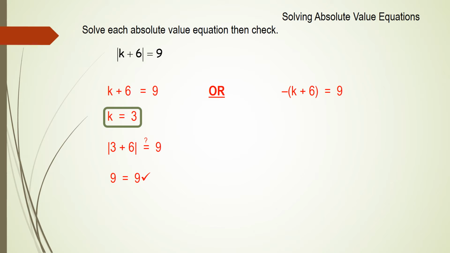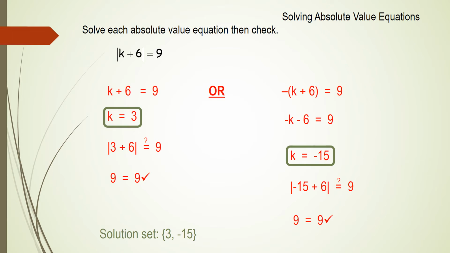On the right side, I'm going to have to distribute the negative to k and the negative to 6. So this leaves me with -k minus 6 is equal to 9. My next step is to add 6 to both sides of my equation and then divide by -1. This gives me a result of k is equal to -15. I do the same as before. I take my solution and plug it back into my original absolute value equation. Does -15 plus 6 give us an absolute value of 9? It does. So I know the solution set to this equation is 3 and -15.